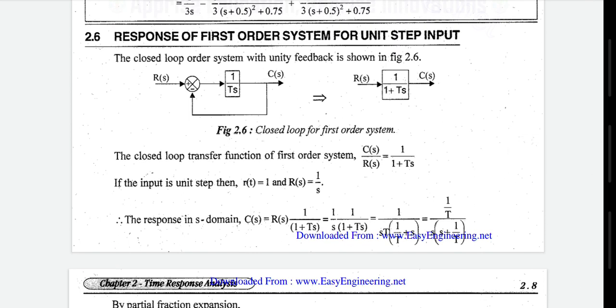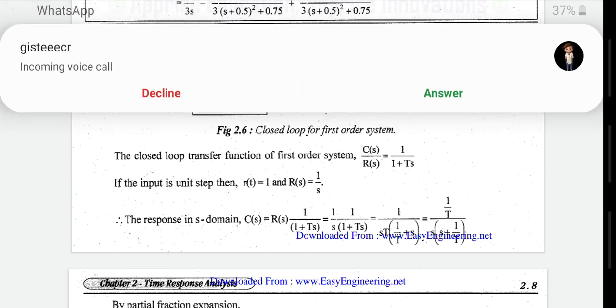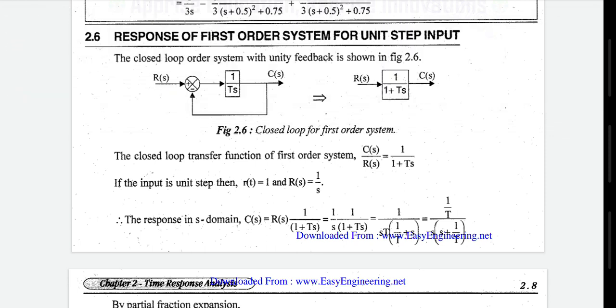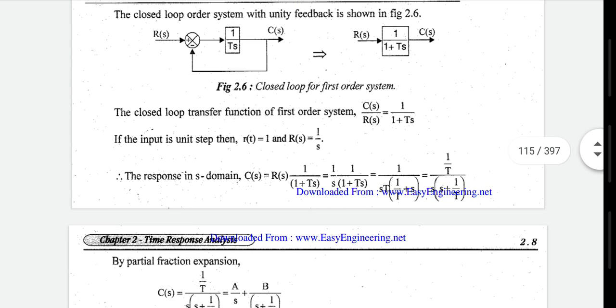Okay, now you have the transfer function as c of s by r of s is equal to 1 by 1 plus st. Now you have to find the response. What is response? c of s kavali. c of s is nothing but 1 by 1 plus st into r of s, right? So now substitute r of s value here. So the response in S domain is nothing but c of s is equal to 1 by s into 1 by 1 plus st.